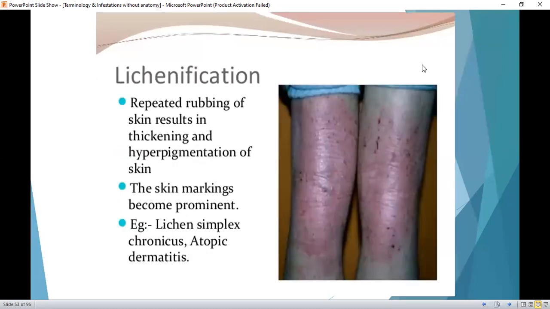Lichenification. Lichenification is repeated rubbing of the skin, which results in thickening and hyperpigmentation of the skin. The skin markings become prominent, like in lichen simplex chronicus, atopic dermatitis.